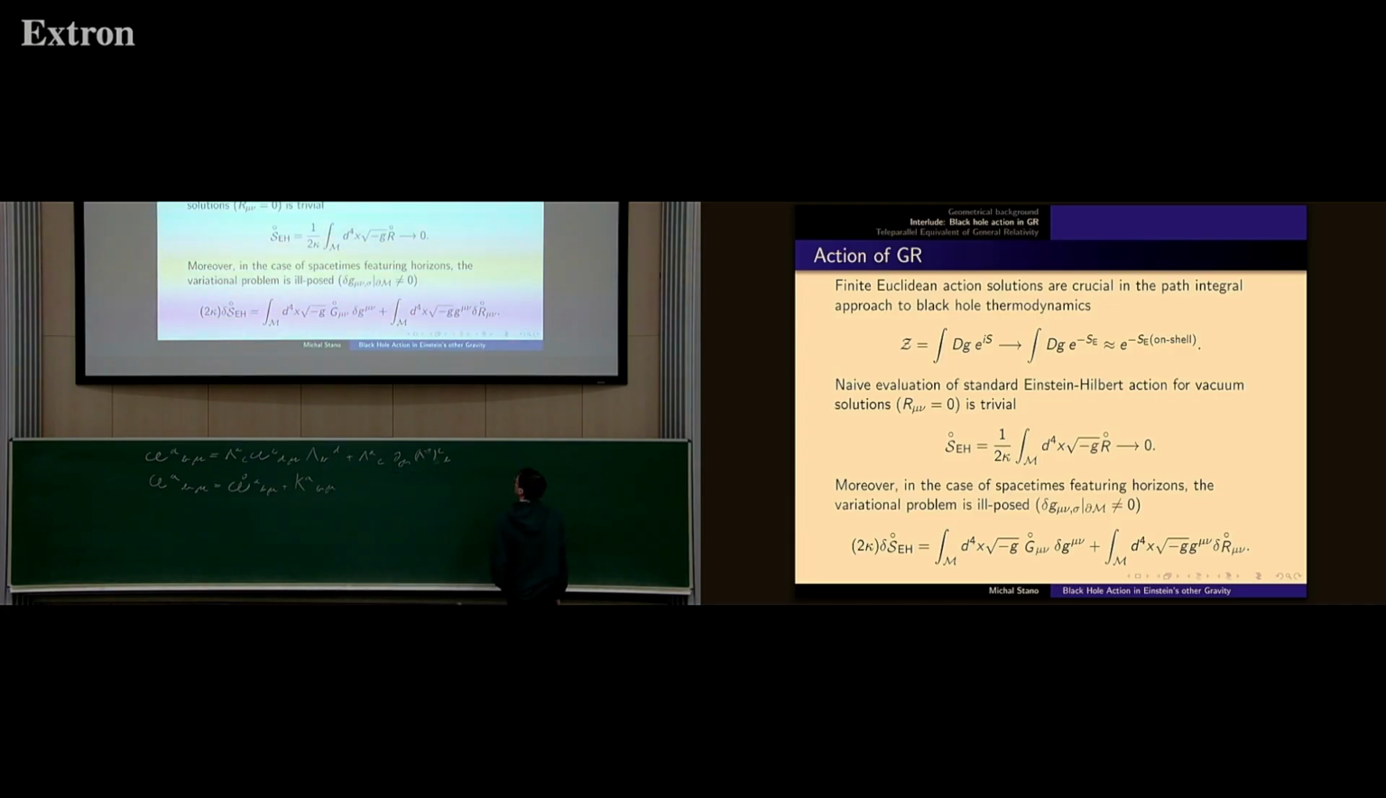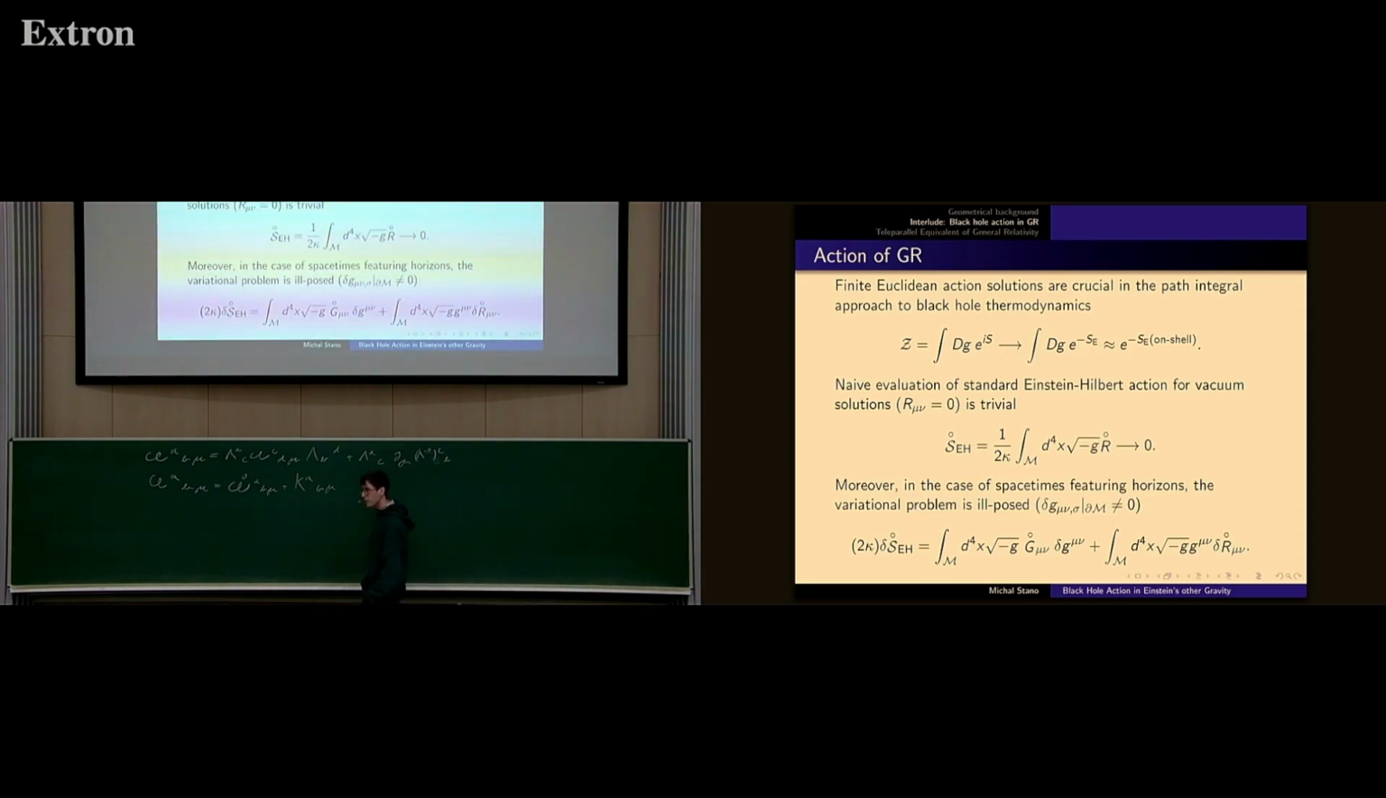Okay, so to see how we can actually modify this action, let us firstly recall the variation of the standard Einstein-Hilbert action, where we obtain these two terms. The first term is proportional to the Einstein tensor and leads to the universal Einstein field equations. However, there is also this second problematic term proportional to the variations of the Ricci tensor.